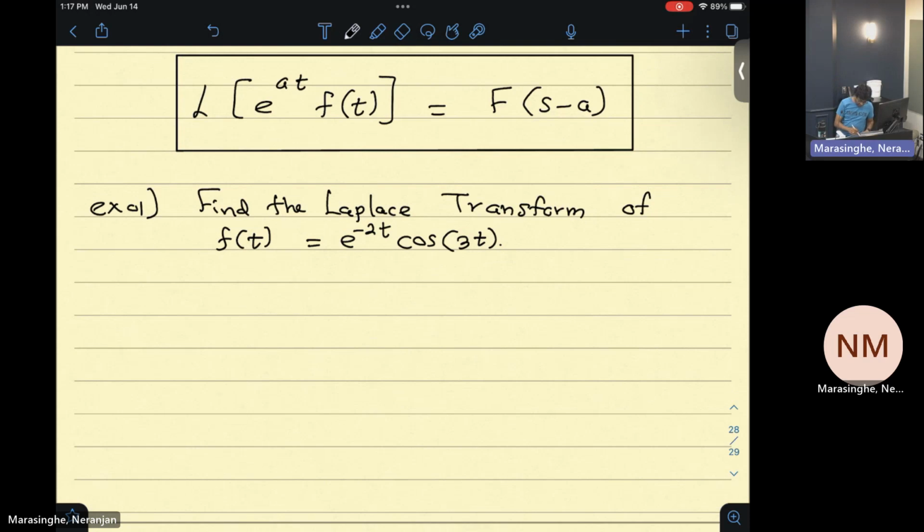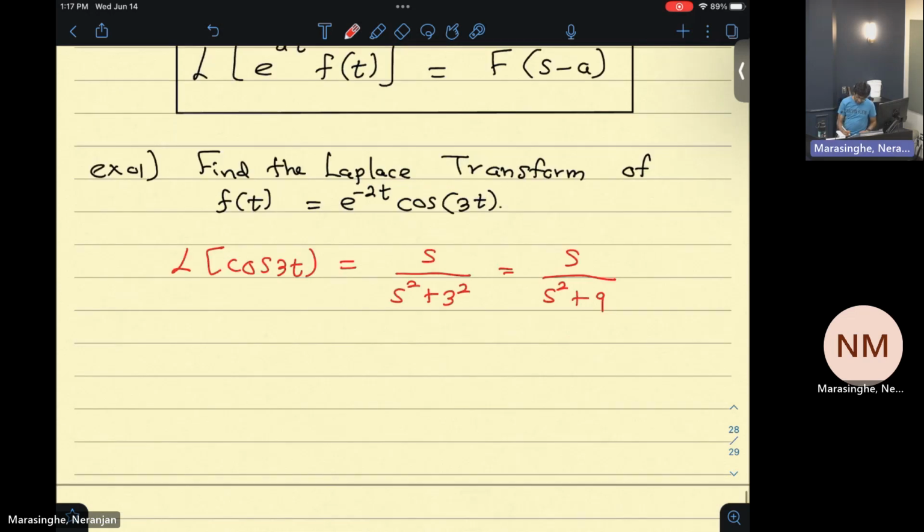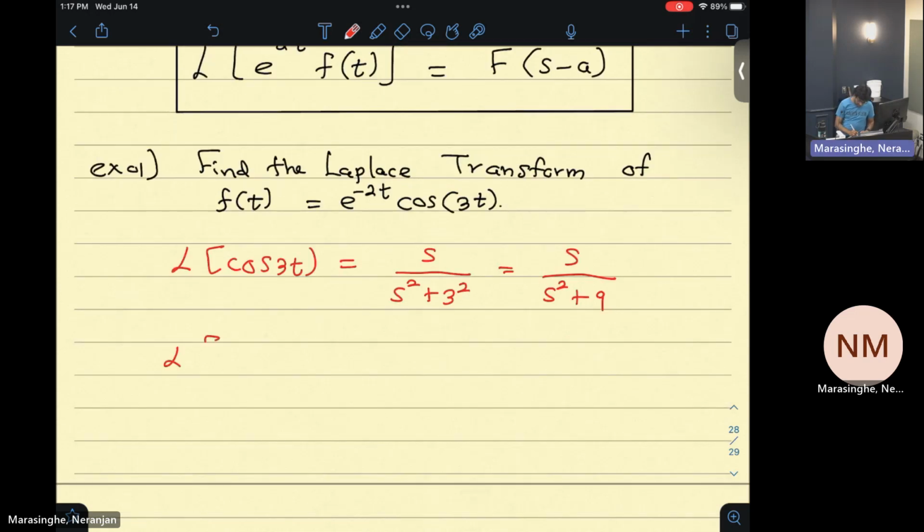I would do this one. So let's see, right? What is the Laplace transform of cosine 3t? That is s divided by s square plus 3 square, which is equal to s divided by s square plus 9. Okay. Right. So then I need the Laplace transform of e to the minus 2t cosine 3t.